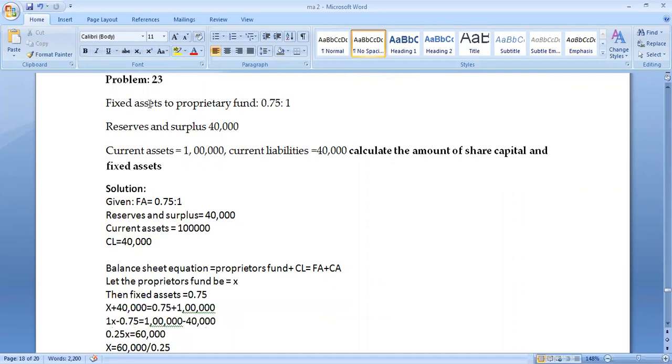Fixed assets to proprietary fund information is given, which is given as 0.75:1. So fixed assets goes with the ratio of 0.75 and the proprietary fund takes the ratio of 1. Clear? Fixed assets takes 0.75 as the information and proprietary fund takes 1 as the information.